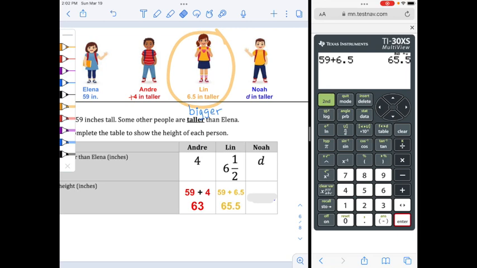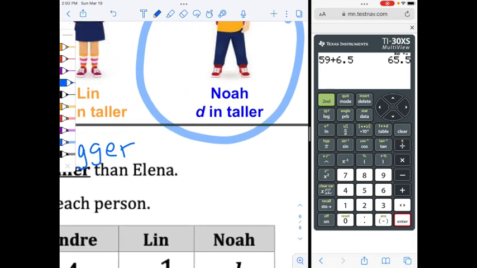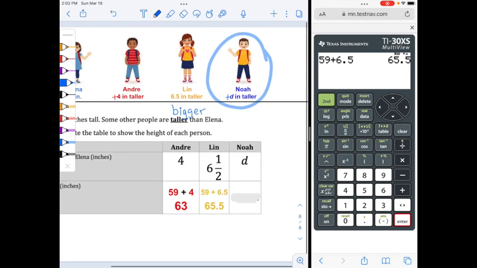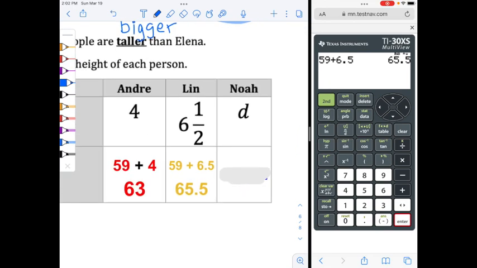And then they're telling us that Noah is D inches taller. They're not telling us how much taller Noah is, but they're saying, when you know it, we're going to add that amount. So for Noah, where it says D, we're going to follow the pattern. Each problem started with 59 plus. For Noah, we're going to do the same thing. 59 plus, but because we don't know how much taller, we're going to say D.